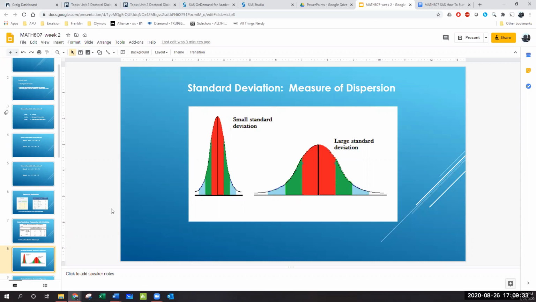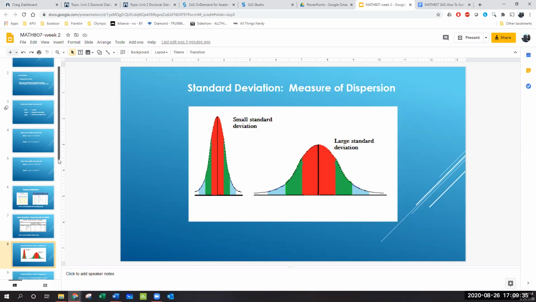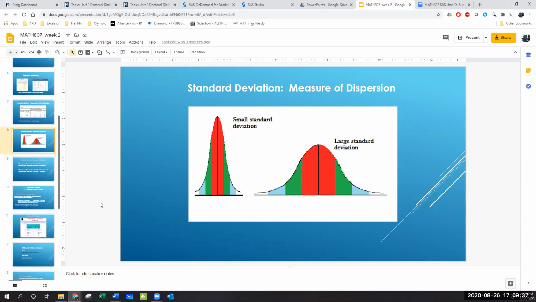But I just want you to start thinking about standard deviations in terms of spread. A small standard deviation just means you have a tall, skinny distribution, not necessarily a normal curve. Whatever your distribution is, it's going to be tall and skinny. And if you have a large standard deviation, then you're going to have a short and wide distribution. Again, it doesn't have to be normal. Whatever that distribution is, it's going to be short and wide.